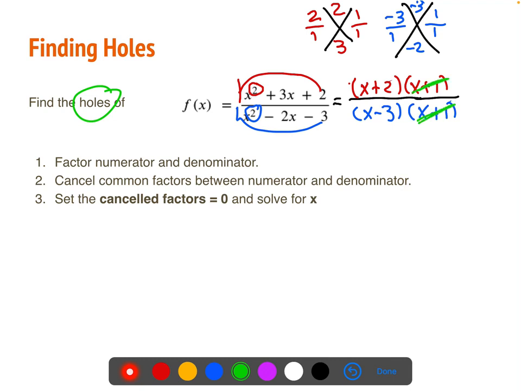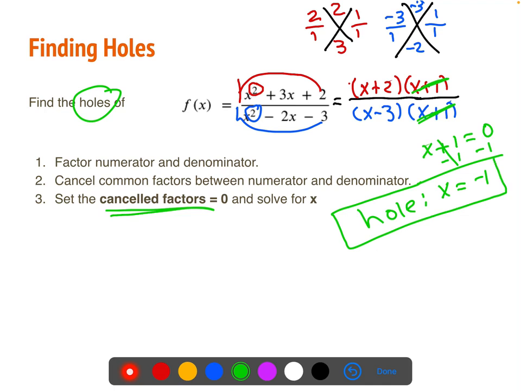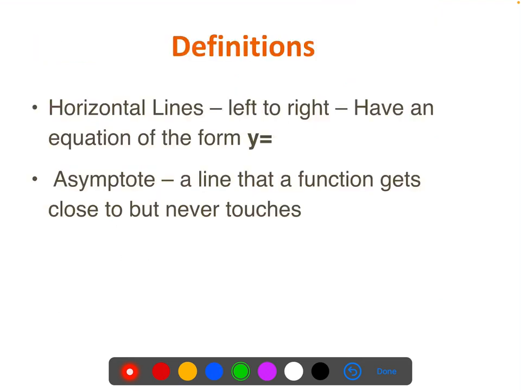I'm going to see if there are any common factors to cancel. Well, x plus 2 didn't match anyone. Ooh, these x plus 1s match. x minus 3 doesn't match anyone. The factor that we canceled, we set equal to 0. So x plus 1 equals 0, because we canceled it. That's the hole. The thing that I canceled is at negative 1. There's an open circle in my graph at negative 1. Awesome.